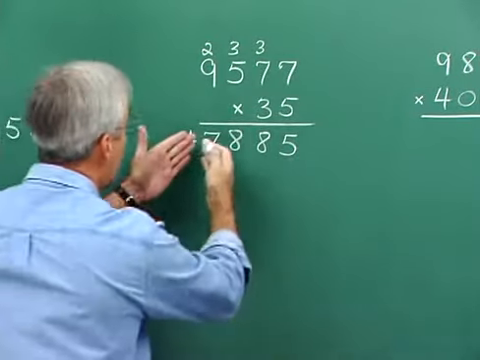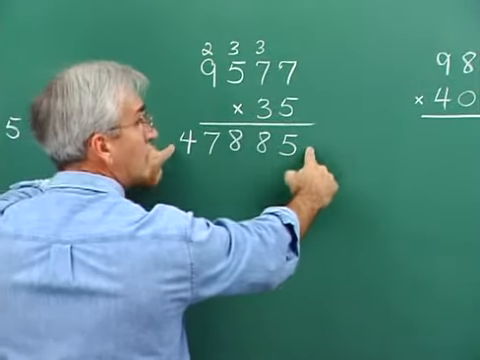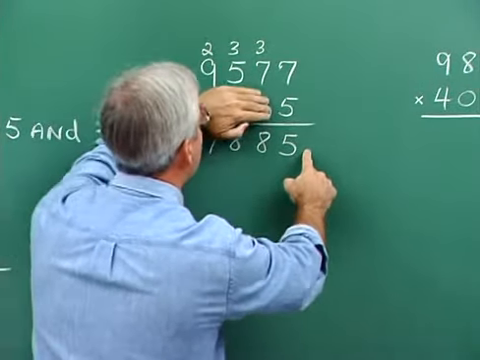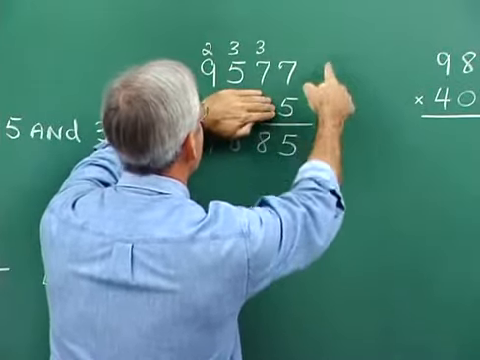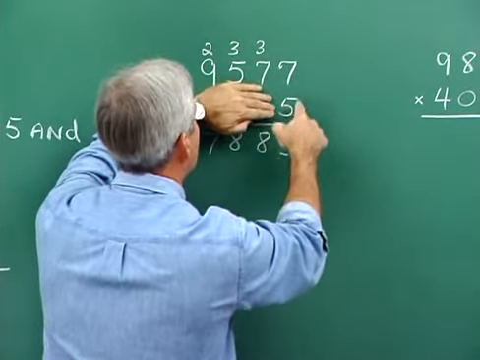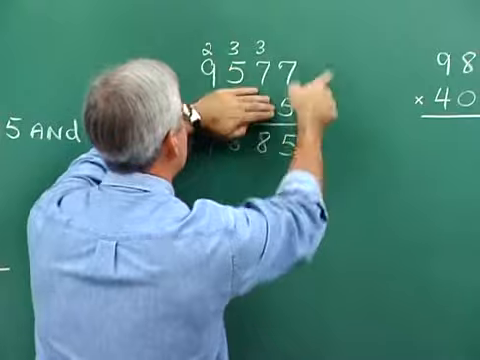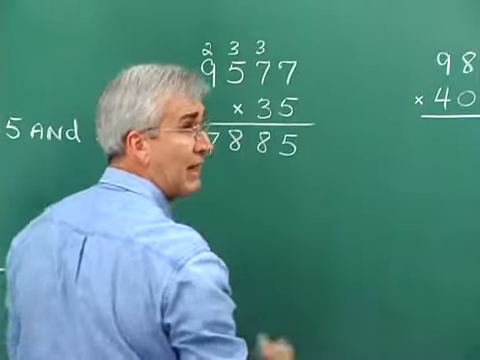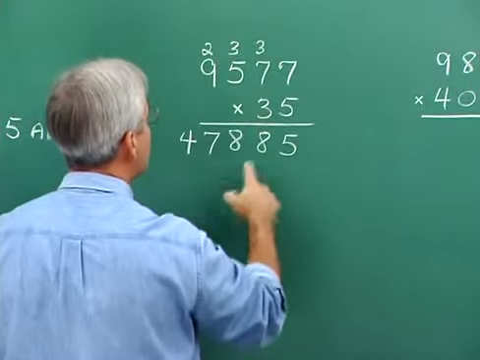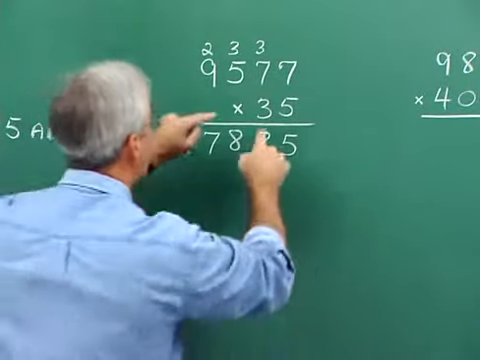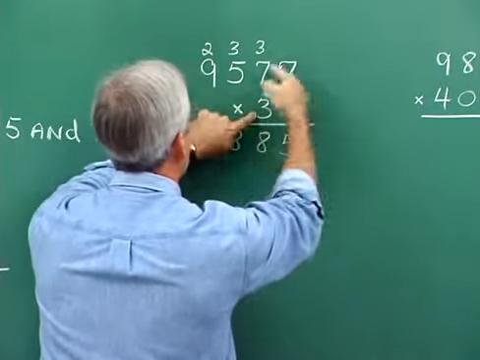Now, this number is really telling us the number of ones that we have involved. It was 5 ones times all of this. So this is the product of 5 times this. This is the number of ones that we have. Now we have to take this tens digit and find out how many tens we have. So we're multiplying 3 tens times all of this business.